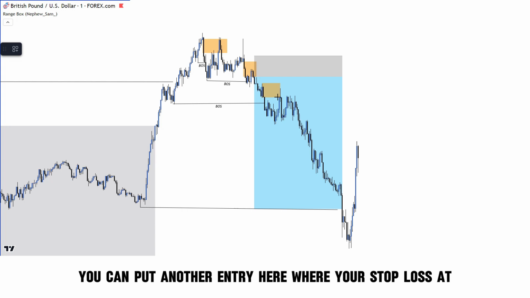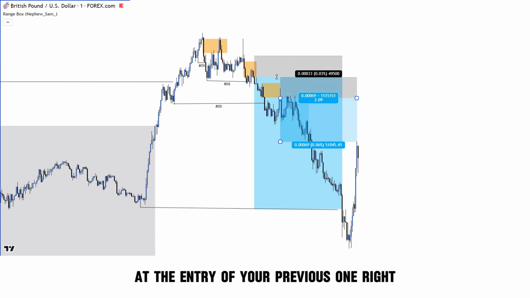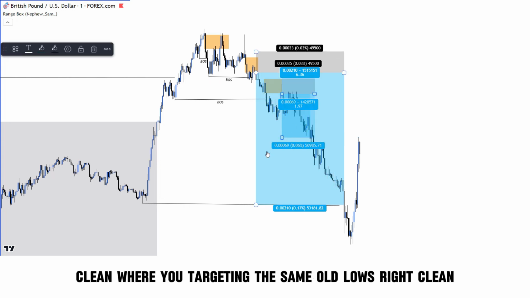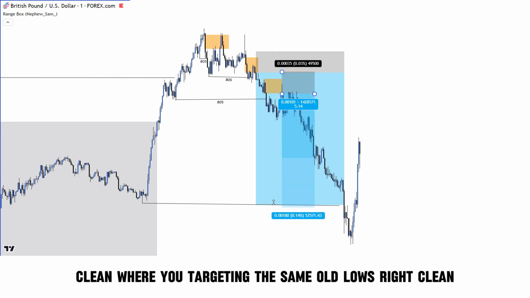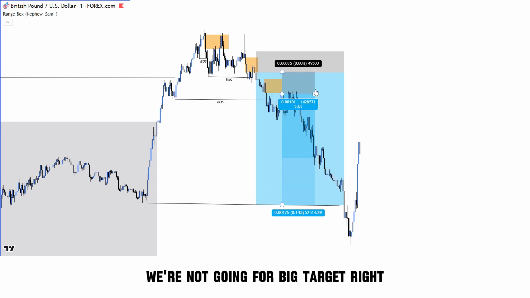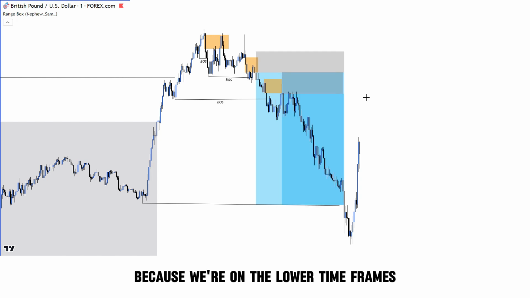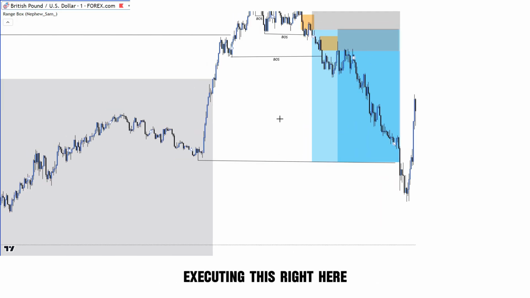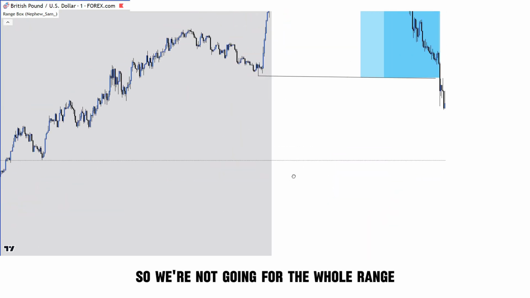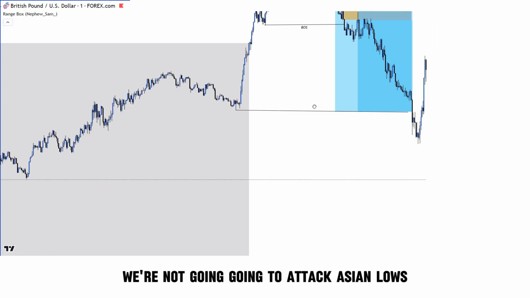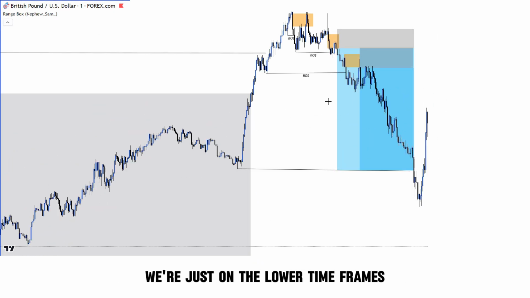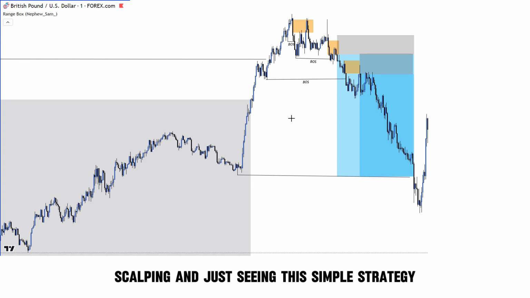You can put another entry here where your stop loss is at the entry of your previous one, right? Clean, where you're targeting the same old lows, right? Clean. We're not going for big targets, right? Because we're on the lower time frames executing this right here. So we're not going for the whole range. We're not going to attack Asian lows. We're just on the lower time frames scalping and just seeing this simple strategy play out.